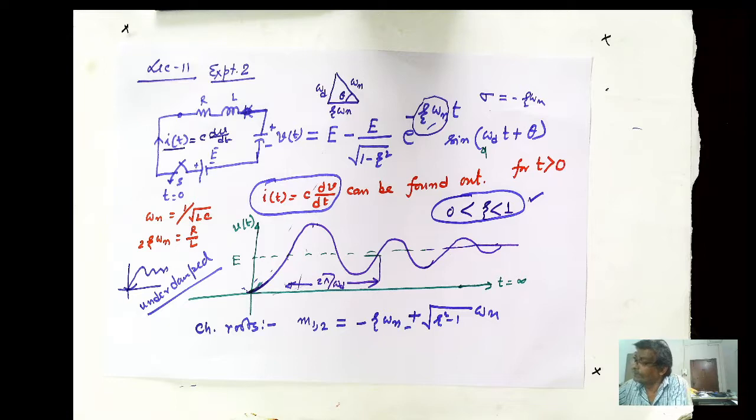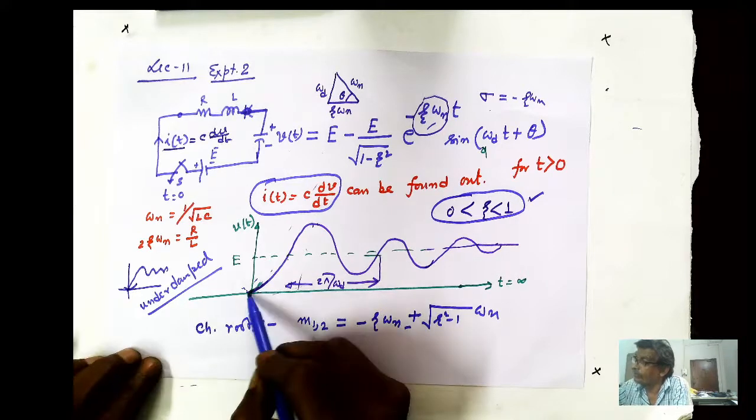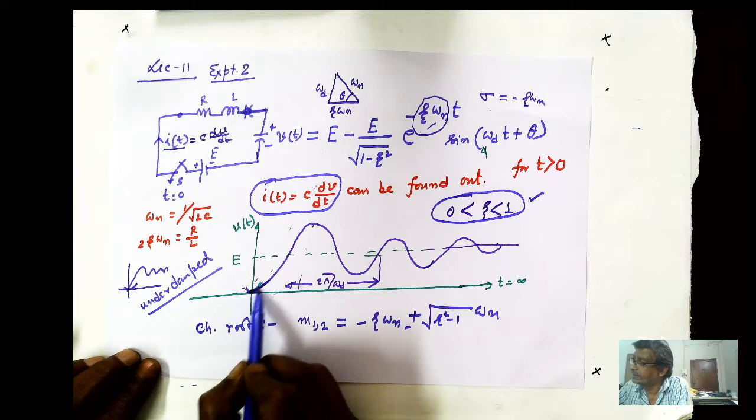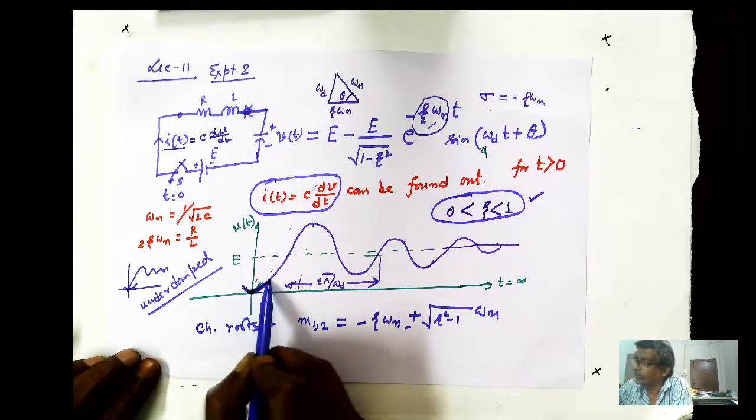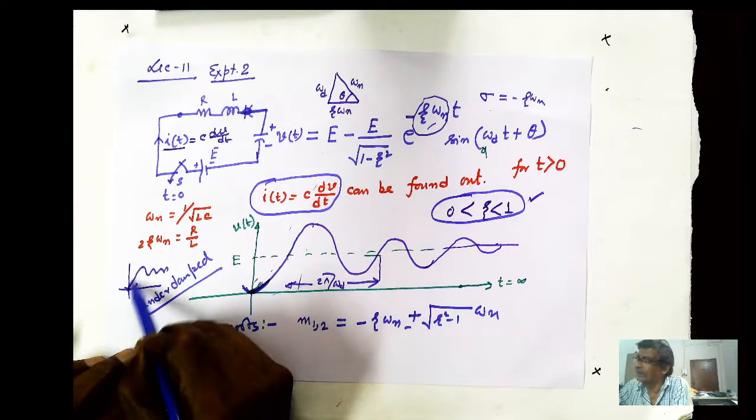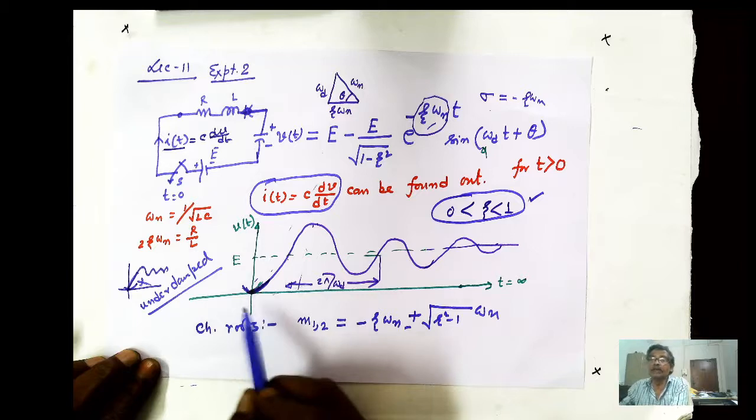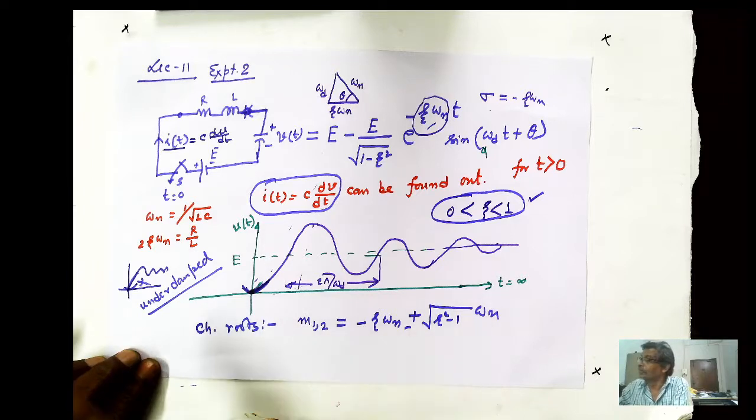But while sketching this waveform, you should note that this is v(t). So it should be like this. This portion students often draw like this. This is wrong. dv/dt must be 0. Then only i will be 0. So it will come like this and so on.